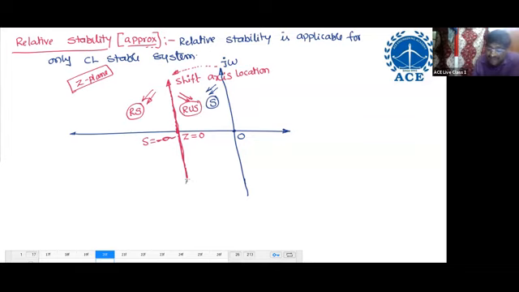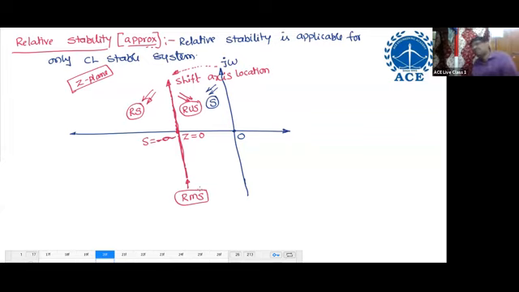Exactly on the line of z equal to 0, the system is relatively marginally stable. So like this you have to check. But what is the advantage of shifting and doing this?